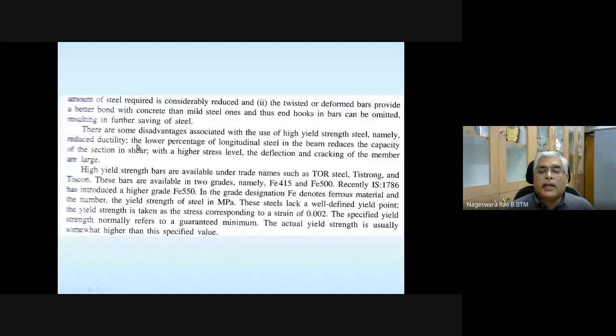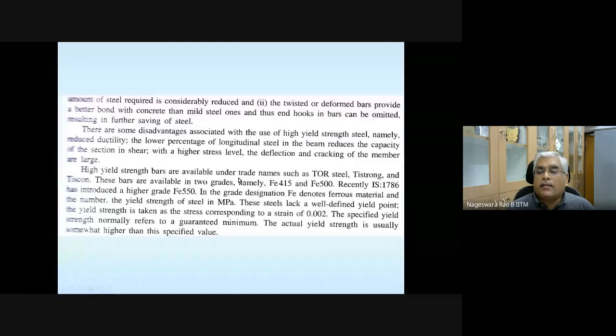So let's complete reading this. The lower percentage of longitudinal steel in beam reduces the capacity of section in shear with a high stress level. The deflection and cracking of the members are large. Anyway, we'll see once we solve some problems, you will understand better.